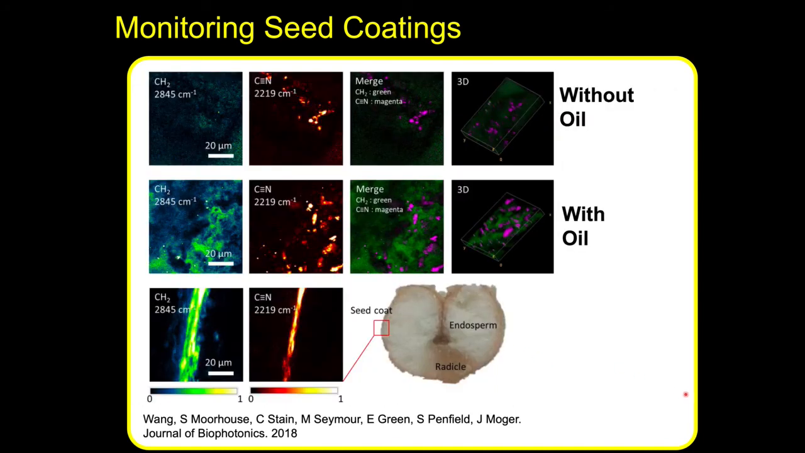So we can take a seed and compare the formulation of the seed coating, in this case with and without oil. The oil is added to the seed coating preparation to enhance the adherence of the agrochemical crystals to the surface of the seed. We have CH2 contrast of the seed structure shown in green, and the C triple N bond at 2219 wave numbers shown in red, and then we can merge the two and see the distribution of crystals on the surface of the seed, and again we can see it in 3D. And we can see that without the oil we seem to have fewer and smaller crystals deposited on the surface of the seed. So it does look like the oil does enhance the coating process.